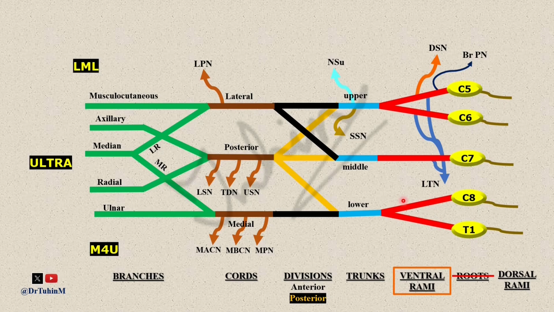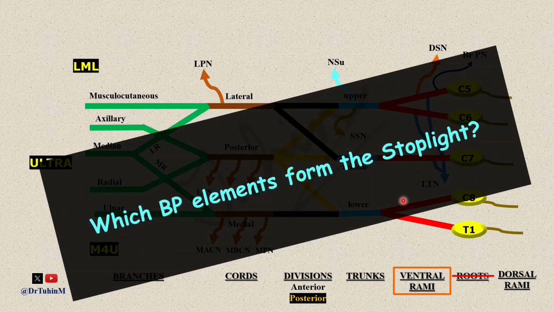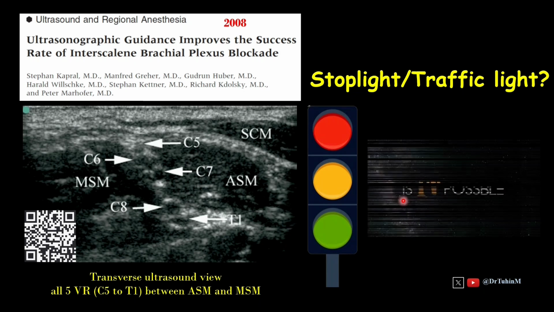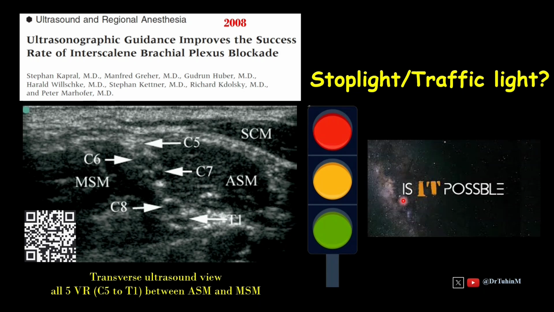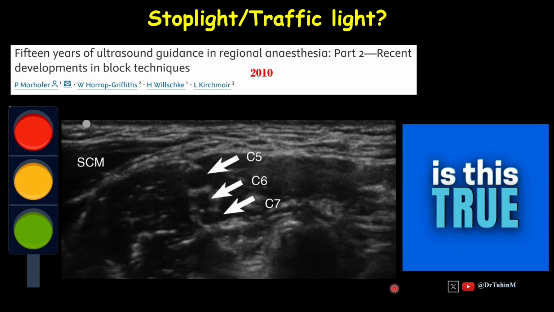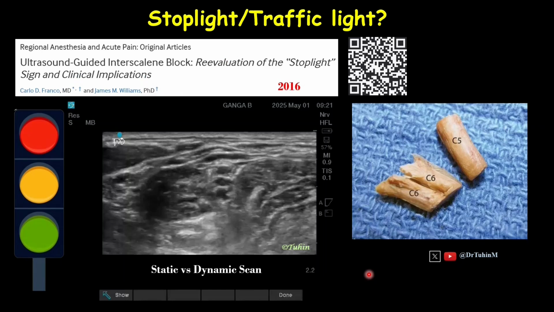So we have identified the individual neural components of the brachial plexus. Now the question is, which of these contribute to the classic traffic light sign on the ultrasound? In 2008, it was proposed that all five ventral rami contribute to the stoplight sign. However, cadaveric studies and high resolution ultrasound imaging have shown this is unlikely to be true. Later, in 2010, it was changed to C5, C6, and C7 ventral rami. But that is also not true always.